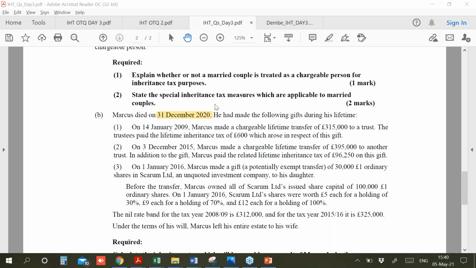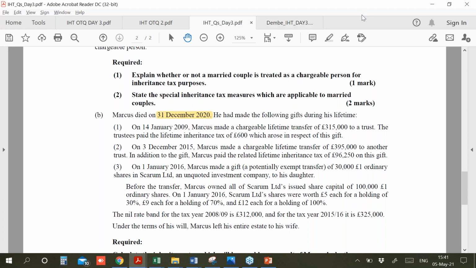Now, you tell me here, Marcus has paid the lifetime tax and the amount has also been given in the question. Will we add it to the price or not? Guys, will we add the amount of tax in the transfer value or not? We will add, because it is clearly written here that Marcus has paid the tax. Marcus paid the related lifetime inheritance tax of 96,250.